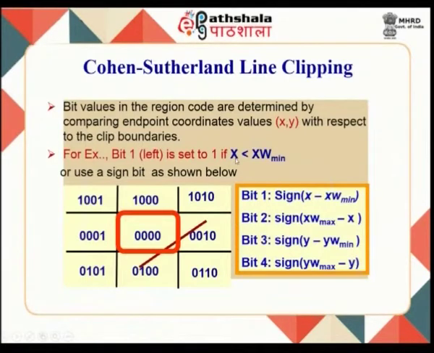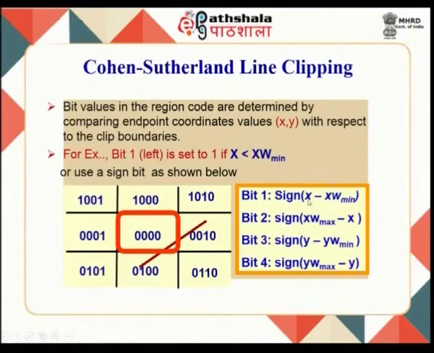If the condition is not satisfied, then accordingly reset, that is keep that bit 0. To check if x is less than xw min or greater than xw max, in a program you will not actually be comparing the magnitudes of two values. Instead, we can check the sign of the difference operation, that is, check if x minus xw min is less than 0. If the sign bit of the difference x minus xw min is set, then set the left bit. That is how for a given endpoint we can compute the region codes. See, bit 1 is set; bit 1 corresponds to the left bit.